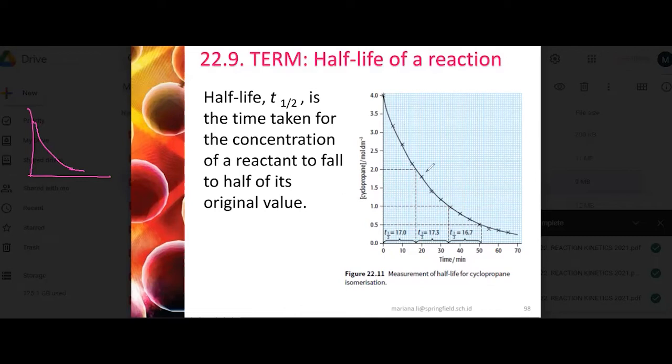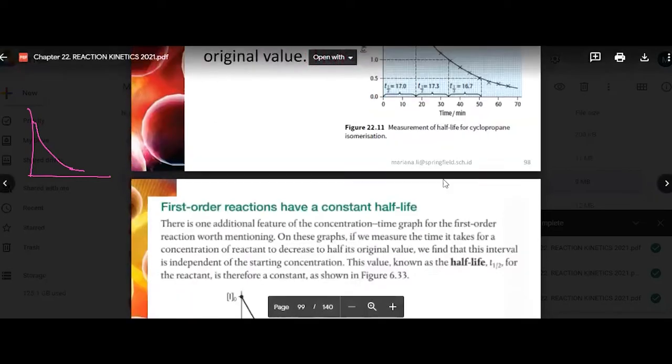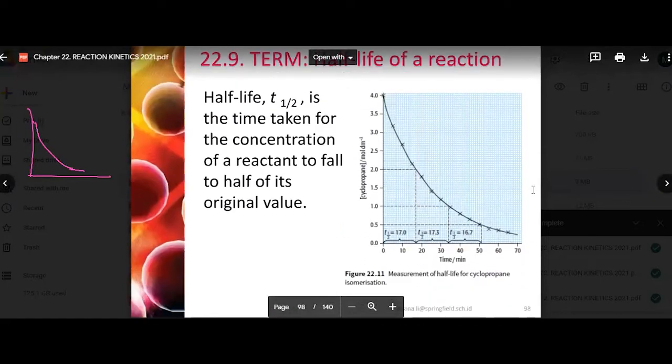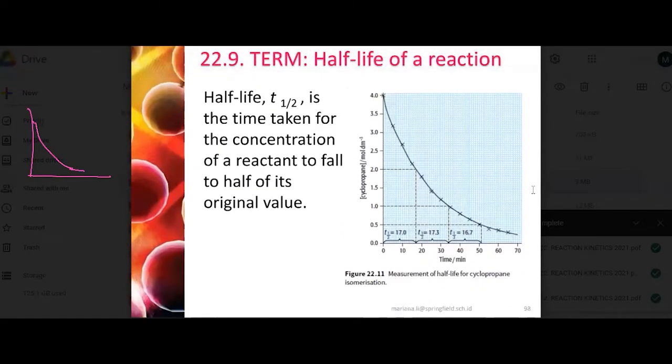But we can also find out that the half-life of this reaction is constant. How do we know? This is the original concentration, which is 4. When it drops to half, which is 2, you can see that at this concentration the time will be here, around 17. So T half from 4 to 2 is 17 minutes.